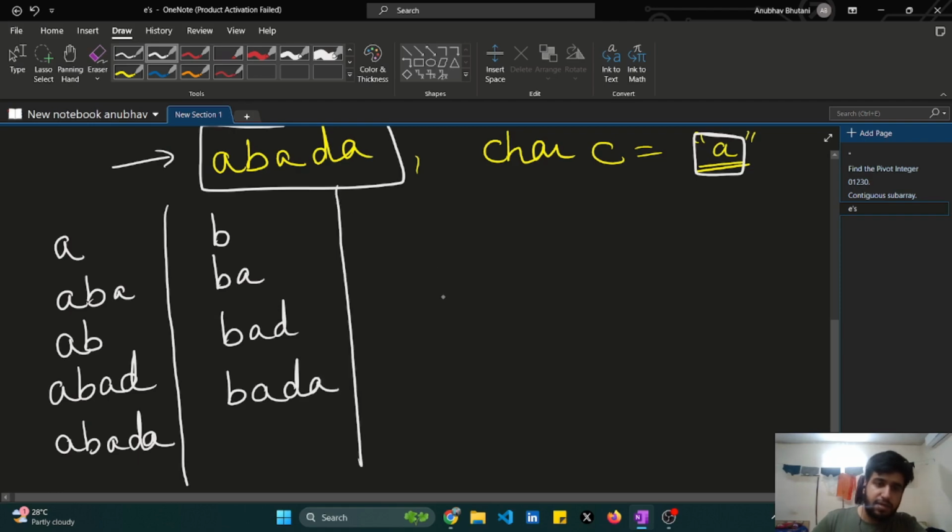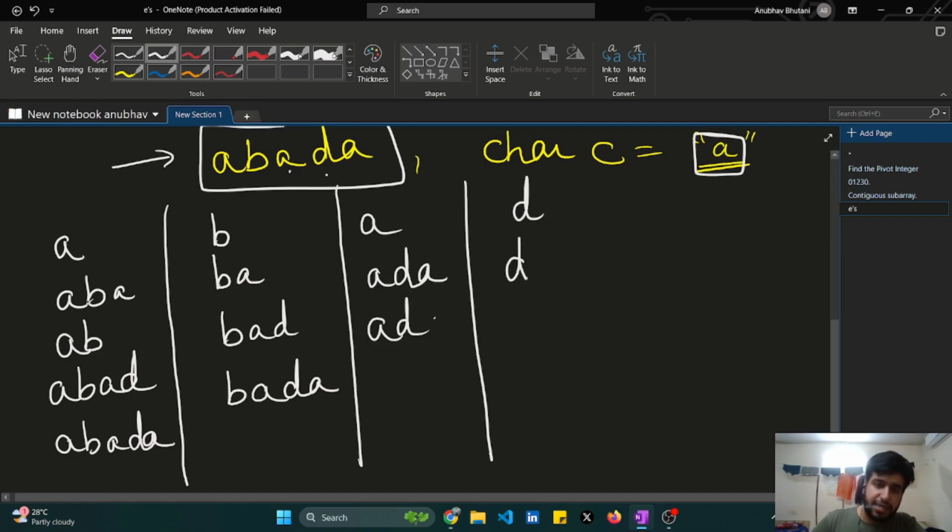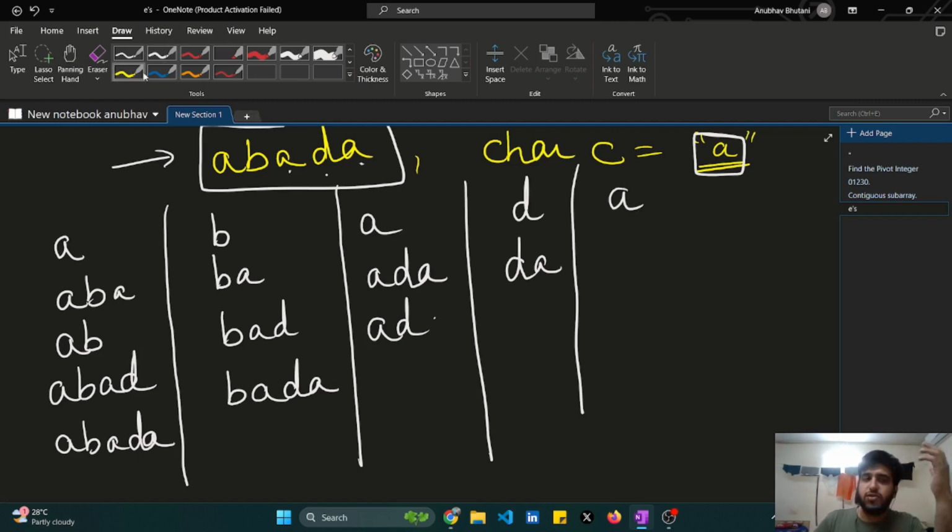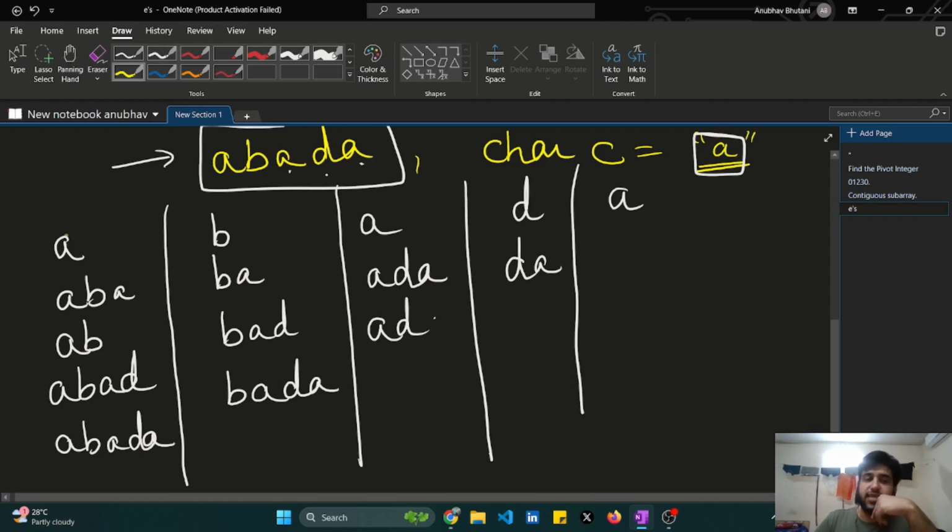Third, starting with A again, starting with this index: A, AD, ADA. Then I come here starting with D, so D and DA. And then last, I come to this index, so A. Now I'll traverse all the substrings and see what are my valid substrings.